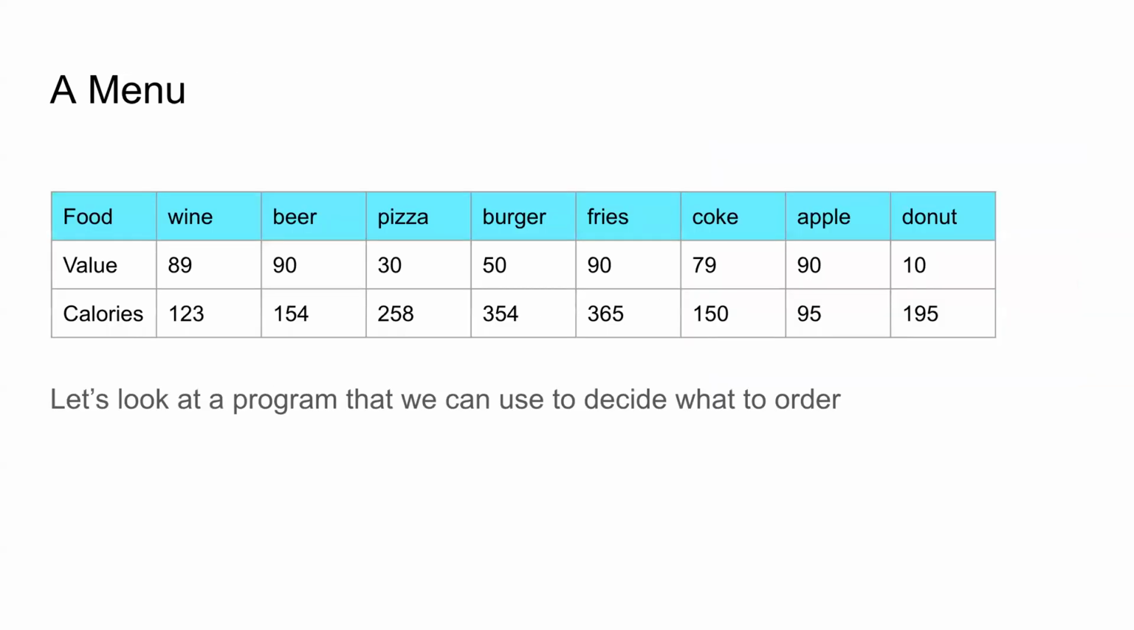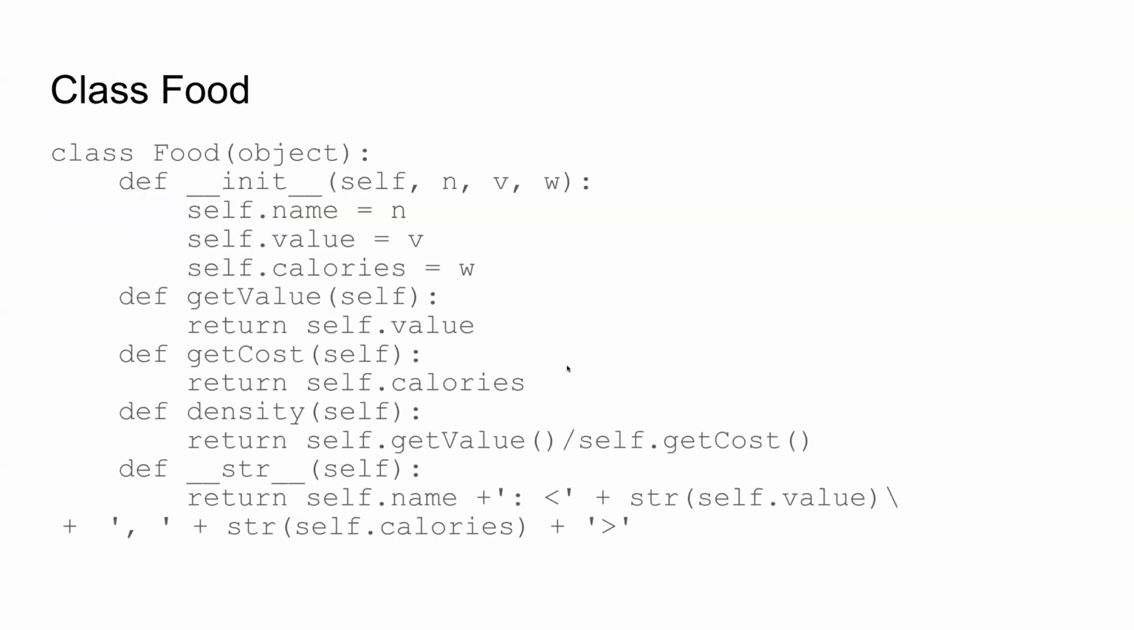So here you go. Here is a list of menu items with food, value, and calories: wine, beer, pizza, burger, fries, Coke, apple, and donut. And each one has a value and calories. So you want to pick by the best value-to-calorie ratio, or maybe just value, or the inverse of calories. Okay, so how do we do that in code?